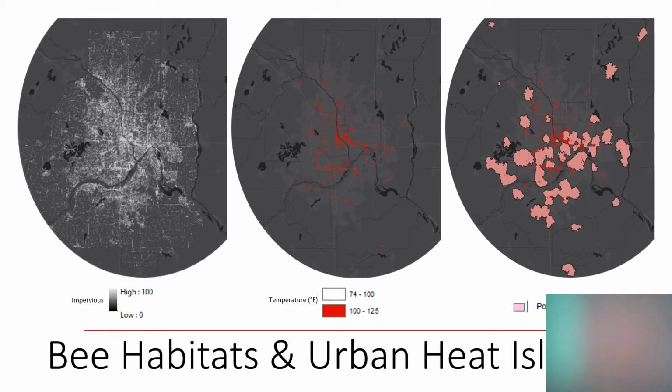Bee habitats in urban heat islands. These 3 GIS maps show first the impervious heat islands of the Twin Cities. Next, the red areas show temperatures from 100 to 125 degrees Fahrenheit, which would be too hot for a bee to live. The last map shows potential bee habitats in pink overlapping with temperature. You can see that the bee habitats avoid or go right around the high temperature areas in red.